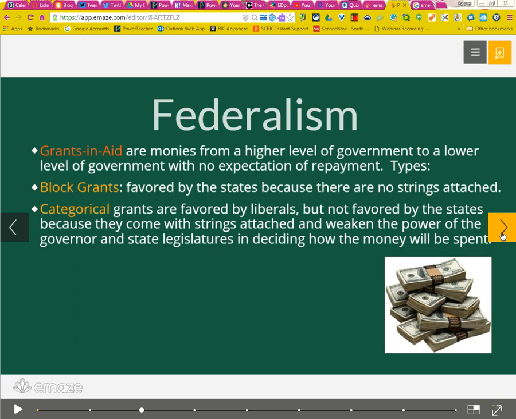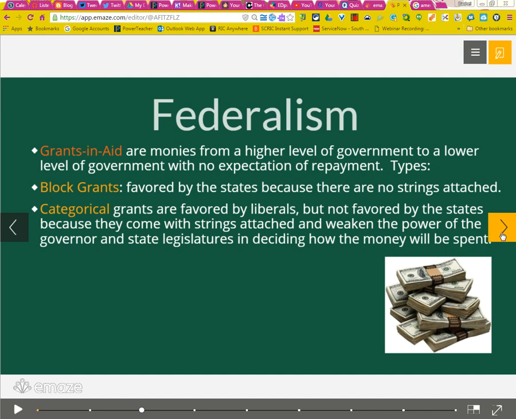Other things having to do with federalism: grants and aid. That's money that's going to be given from a higher level to a lower level of government with no expectation of repayment. Two types: block grants, those are favored by the states because it's just a chunk of money and they can decide who is going to get the money, how it's going to be spent, what are their goals and objectives. These are favored more by conservatives because it's smaller government, with the federal government not being as micromanaging with that money as it would be in a categorical grant.